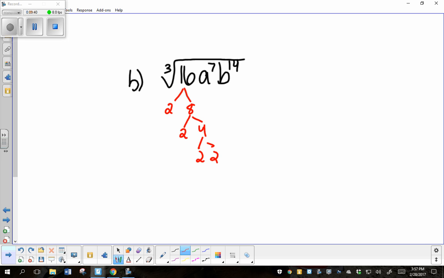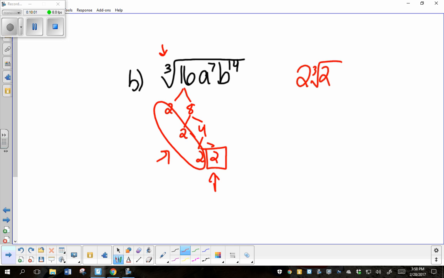And then I'm looking for groups of 3, because it's a cube root. So these 3 2's can be friends, and one can come out. This guy's got to stay on the inside of the cube root. So if you want to make note for later, we're going to have a 2 coming out and a 2 on the inside. The 2 came from here, the 2 on the inside came from there.